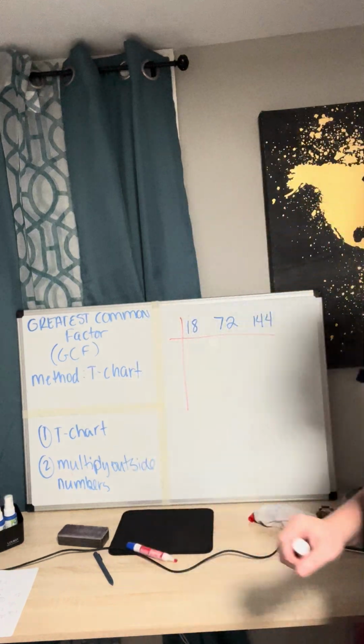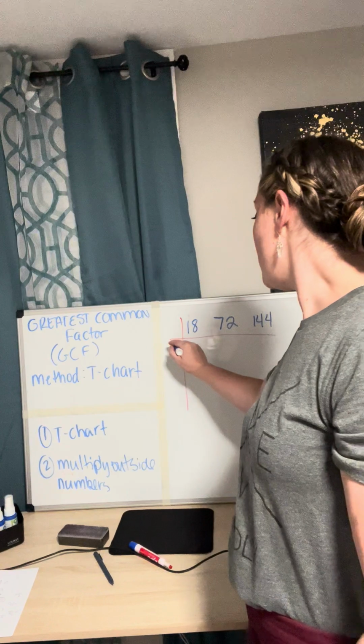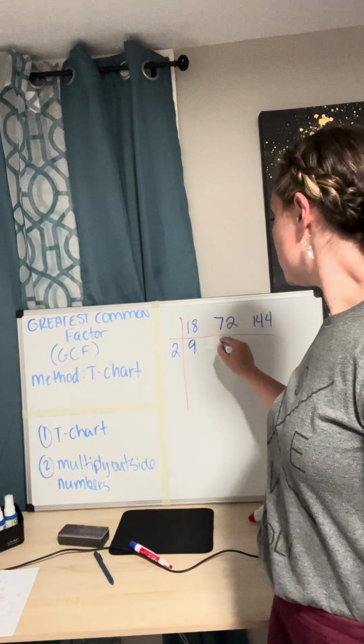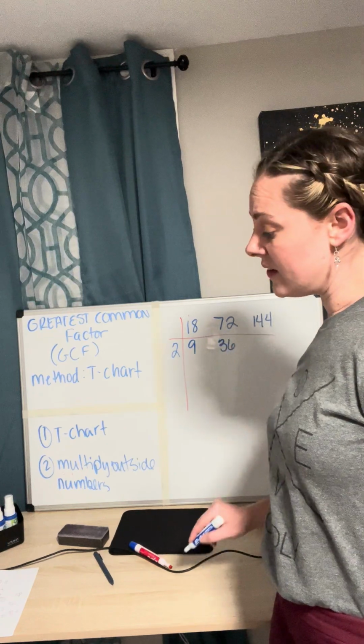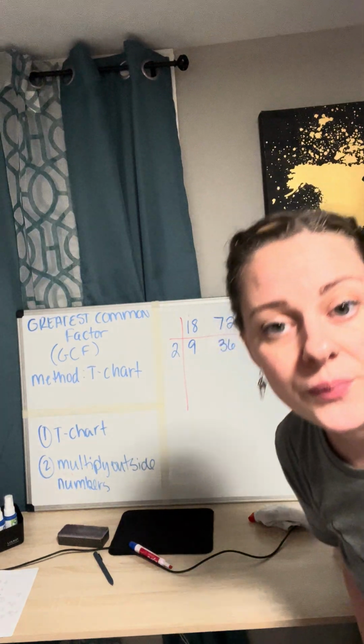All right, so 18, 72, and 144. Once again, start small. Just pull out a 2. They're all even. 2 times 9 is 18. 2 times 36 is 72. And 2 times 72 is 144.